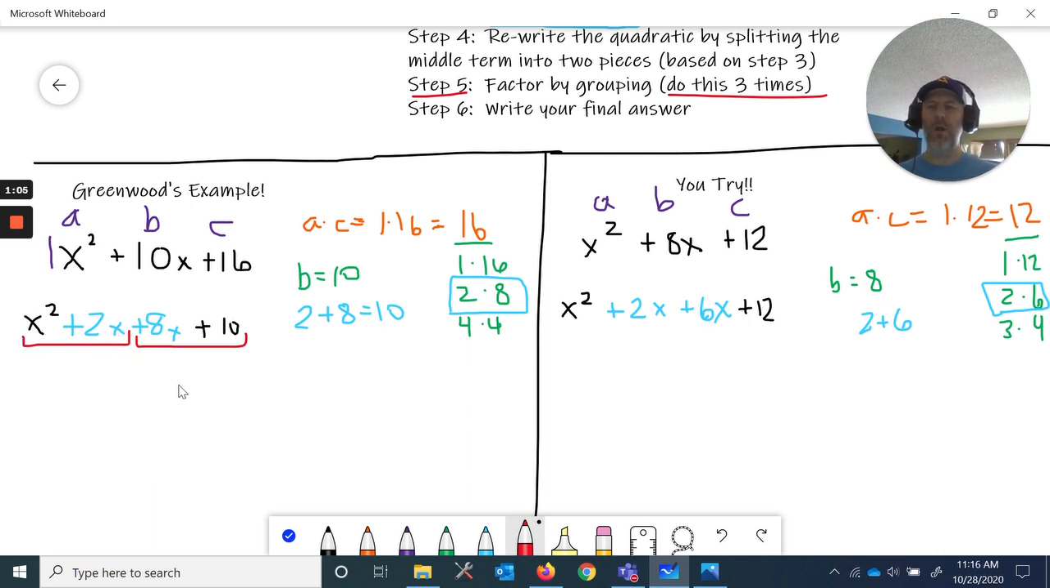I'm going to look at x squared and 2x and say, what do these two things have in common? If you need help with that, you can look at a GCF video, where we're finding the greatest common factor. Numerically, 1 and 2, 1 is the largest number that goes into both. And x squared and x, remember that x squared is just x times x, or xx. We're looking for how many they have in common. They have one x in common. So that means we're going to factor out an x.